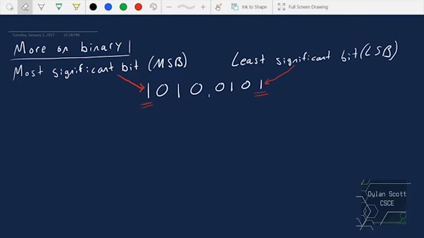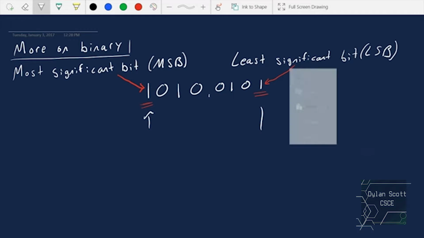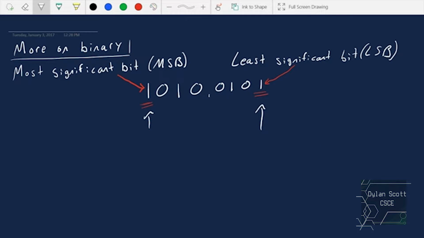Welcome back, guys. So for this video I'm going to explain a bit more about how to convert between decimal and binary, but first I need to show you what the most significant bit and the least significant bit is. And very simply, the most significant bit is the leftmost bit of your binary number, and the least significant bit is the rightmost bit of your binary number.